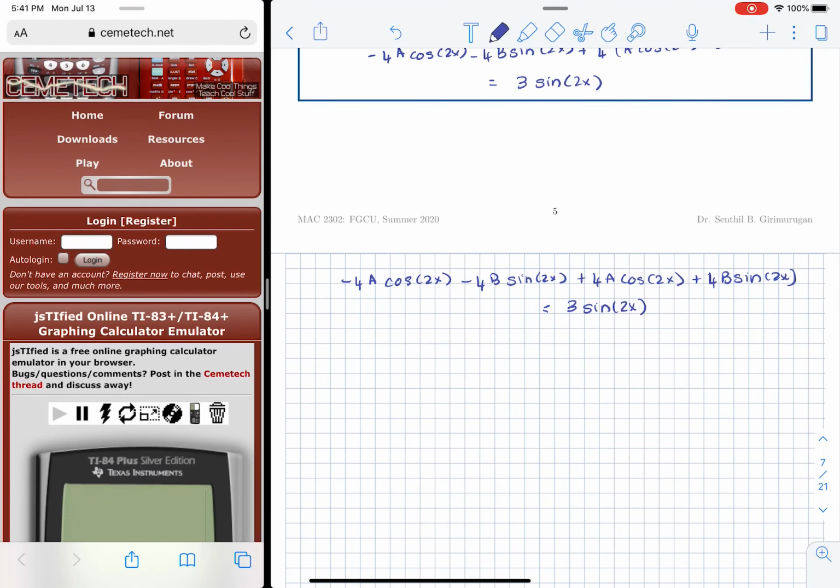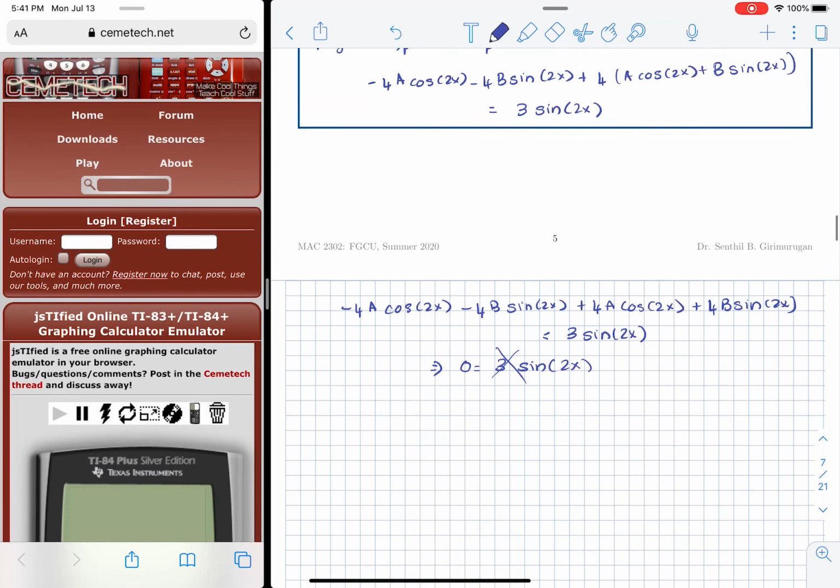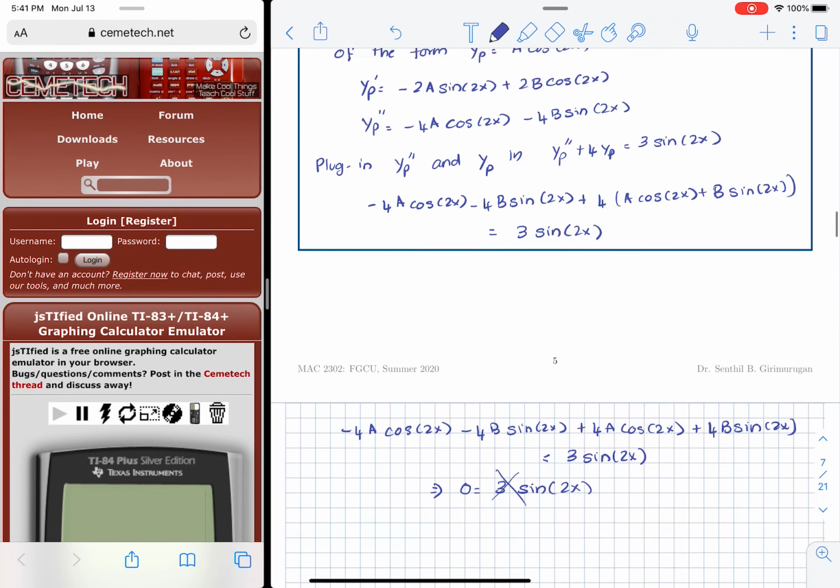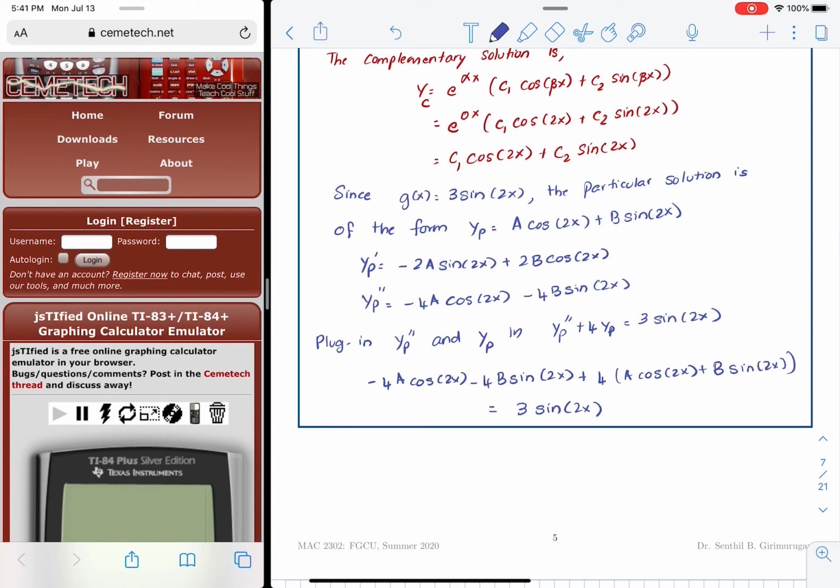Now, you can see we end up getting 0 equals 3 sine 2x. Now, that doesn't make any sense, so that has to be wrong. Now, why did this happen? This happened because sine 2x is already part of the complementary solution. In other words, sine 2x is duplicated in the complementary solution. So how do we go around that problem?